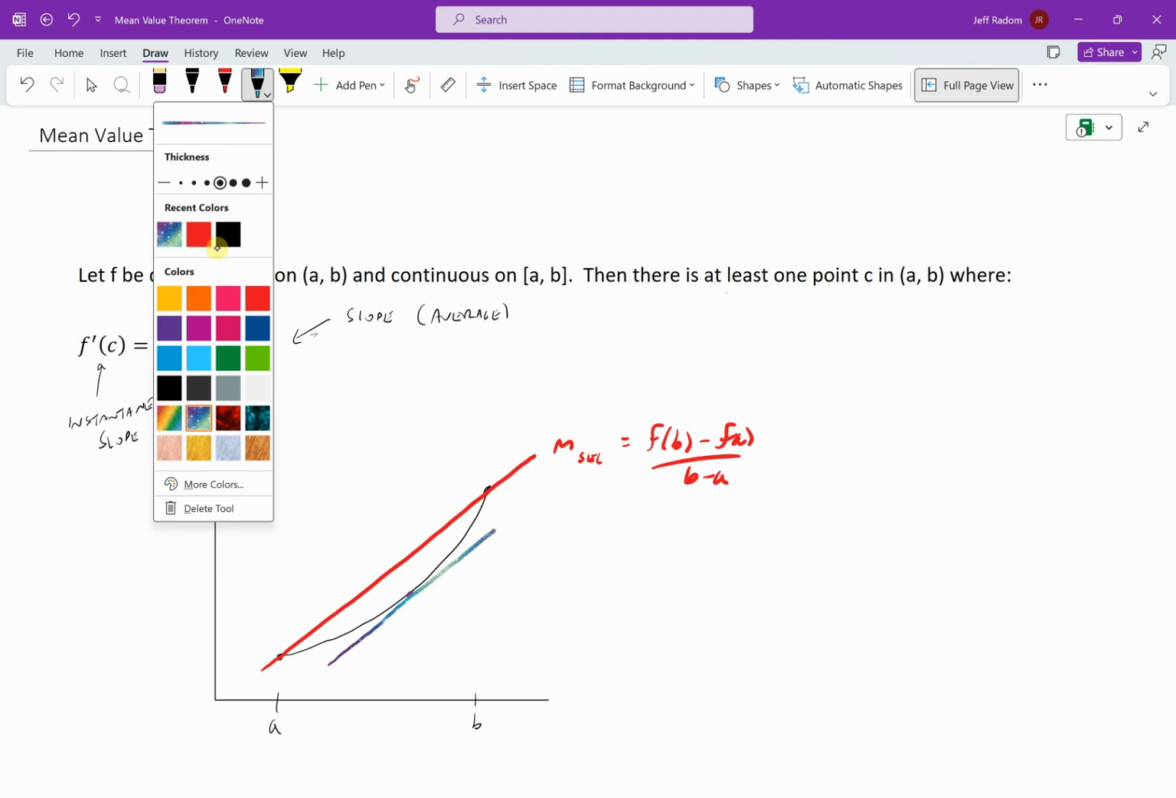Apparently that's a rainbow color here. Let's get more of a solid one. I was kind of hoping for blue. We'll go blue.